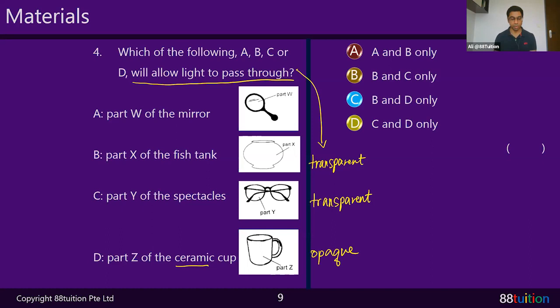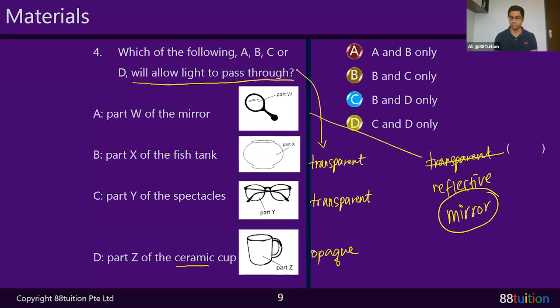Finally, part W of a mirror. Now, all of you look at it and say, oh, that looks like a glass, looks like a magnifying glass. I can see through it. And you say, transparent. Now, this way is wrong because it's not transparent. It's actually a reflective material because it's a mirror. You cannot see through it. Go in front of a mirror and you cannot see through it, right? You only have your own reflection.